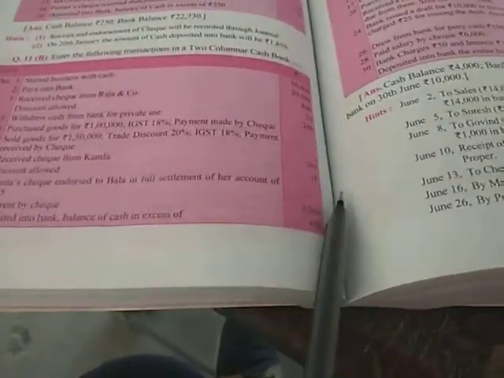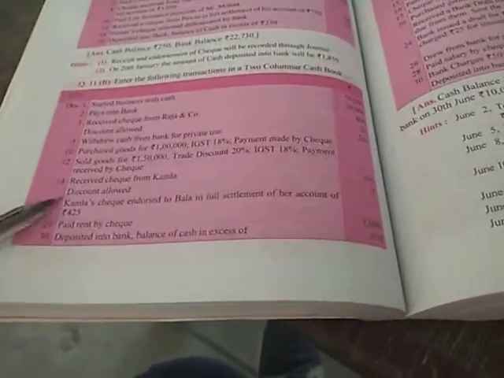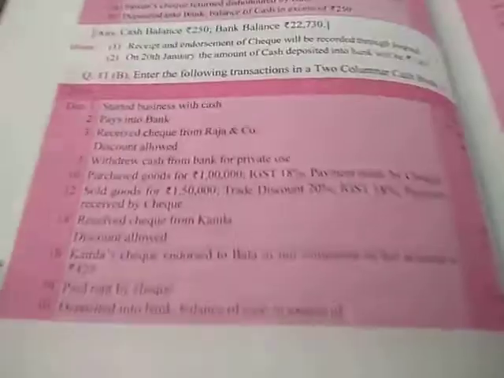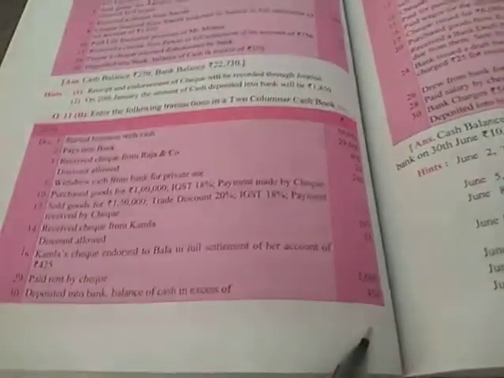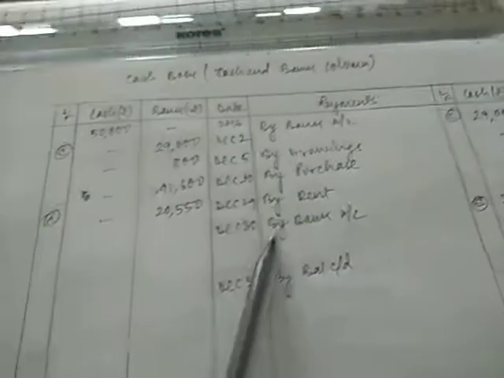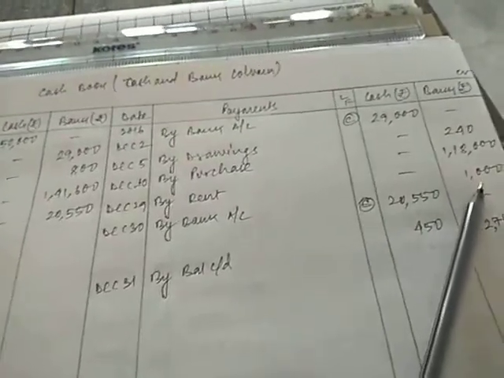Next we have received a check from Kamla rupees 395 and discount allowed 15. Now on the next date, you can see Kamla's check was endorsed to Bala in full settlement of her account of 425. We have received a check from a person and that same check was endorsed to a third party for settlement of his or her account. So these entries will come into journal. We will not enter this in the cash book. We don't need to make an entry for this in the cash book. It will be entered in the journal. So we'll directly make an entry for the next transaction, that is paid rent by check on December 29th, rupees 1,000. Thereafter, we have directly moved on to December 29th by rent. We have paid rent of rupees 1,000 by check.